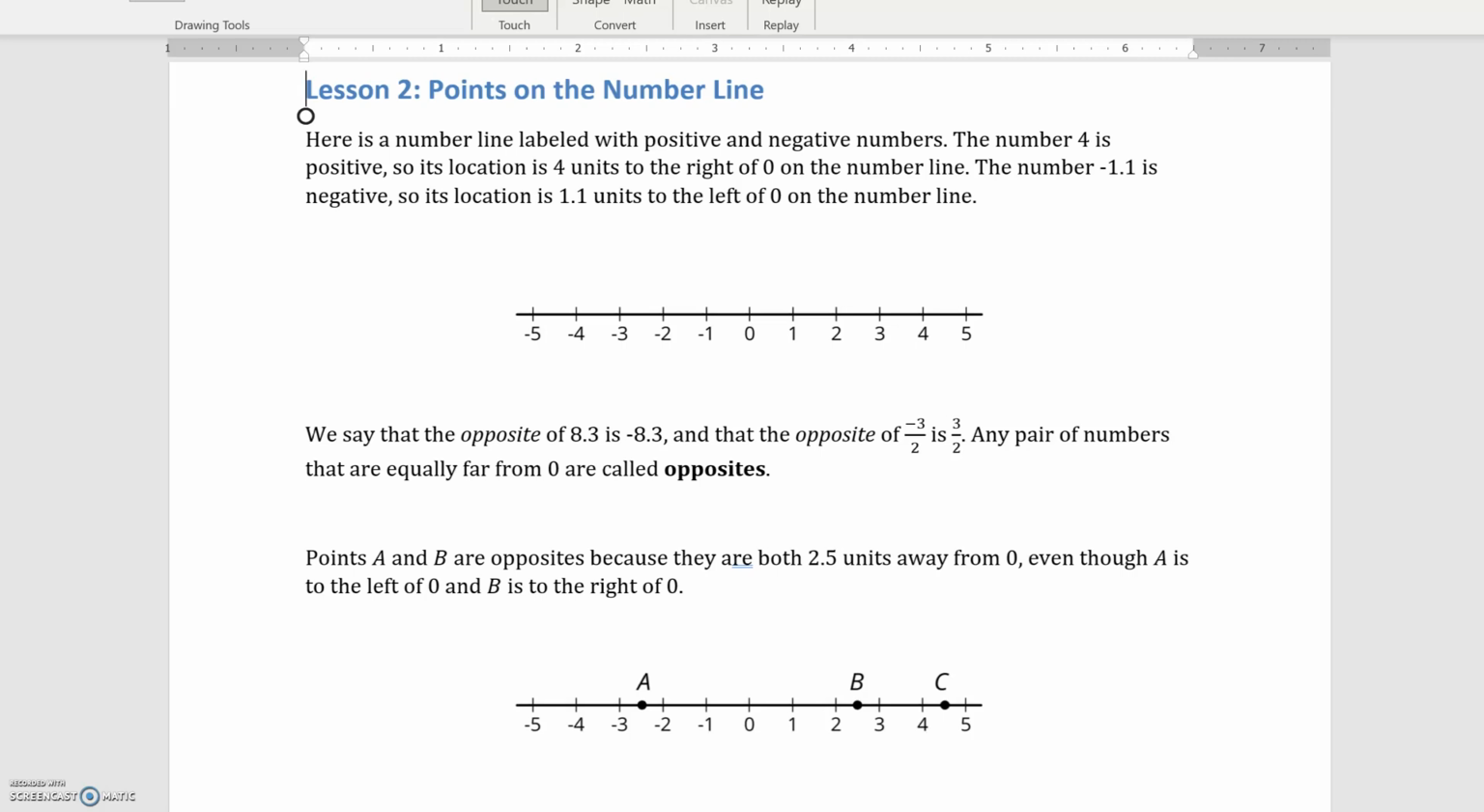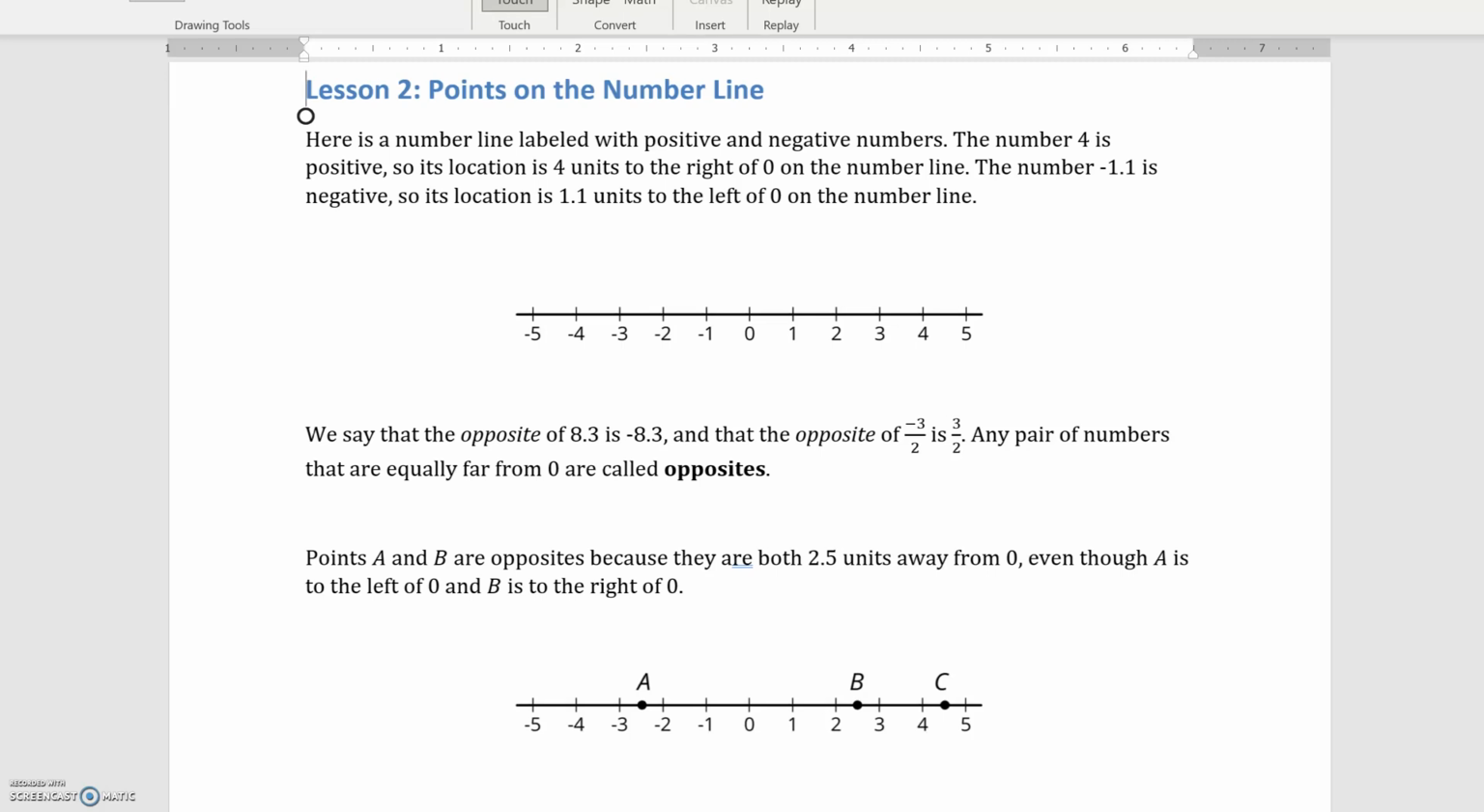Hey scholars, today we're going to learn about identifying positive and negative numbers on a number line and also learning about opposites. So we're going to read the front page together and I'm going to demonstrate to you the concept on the number lines for you to take notes.